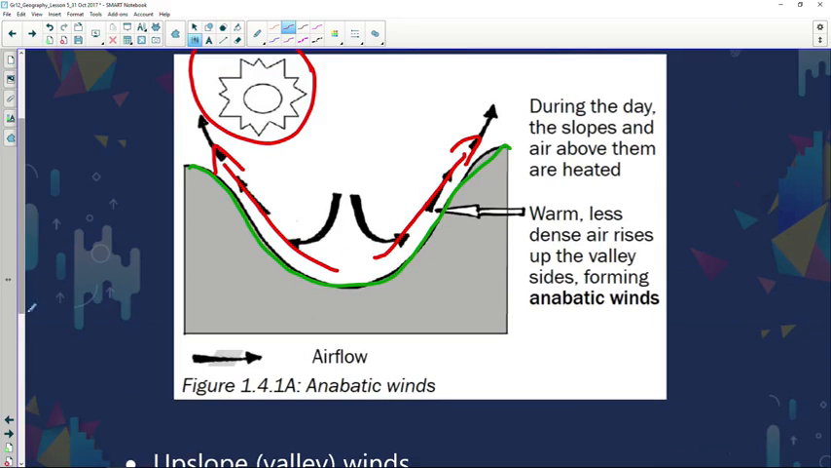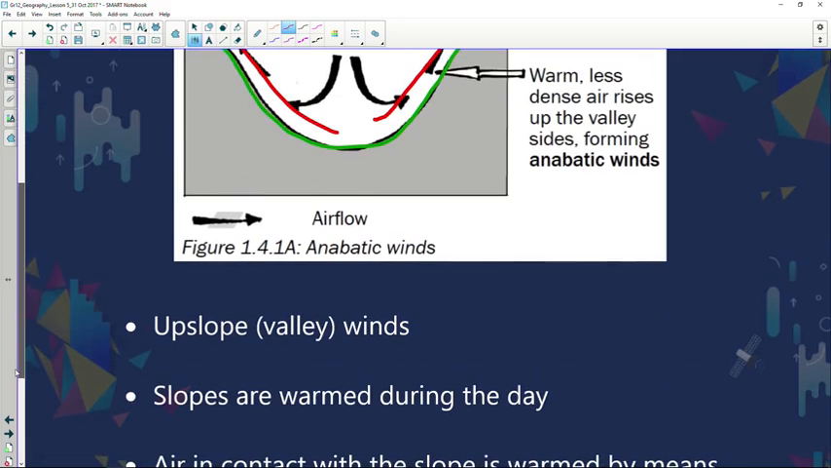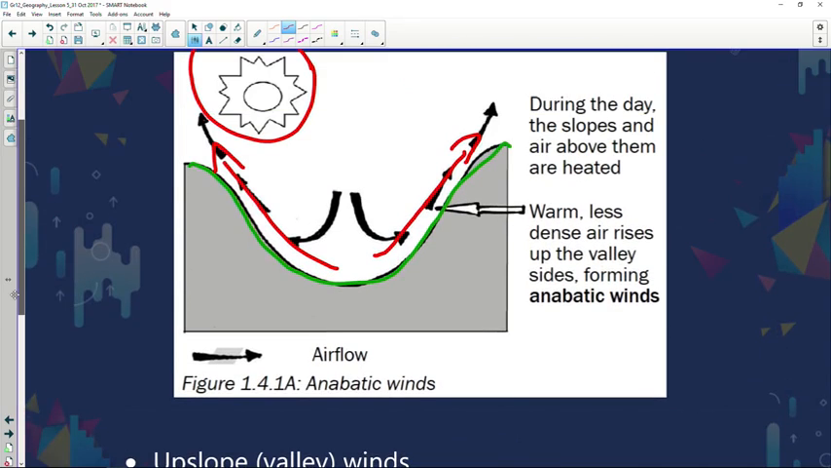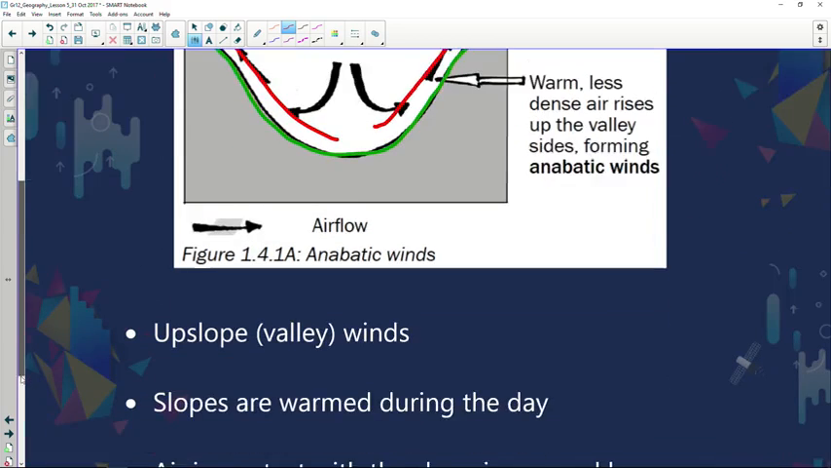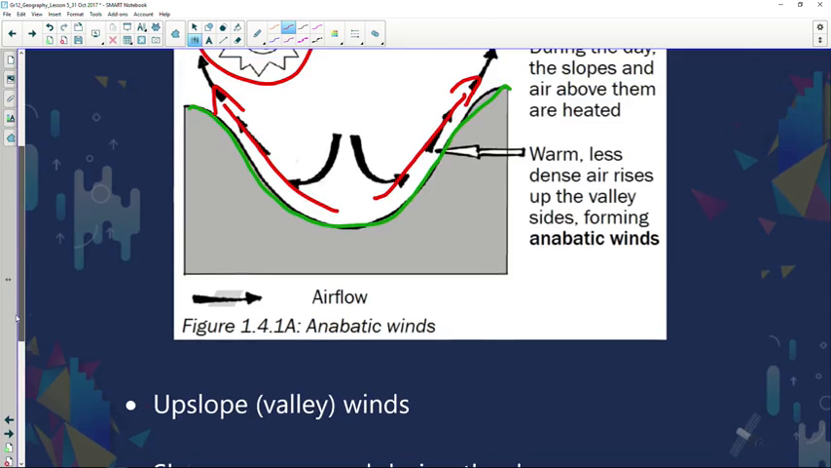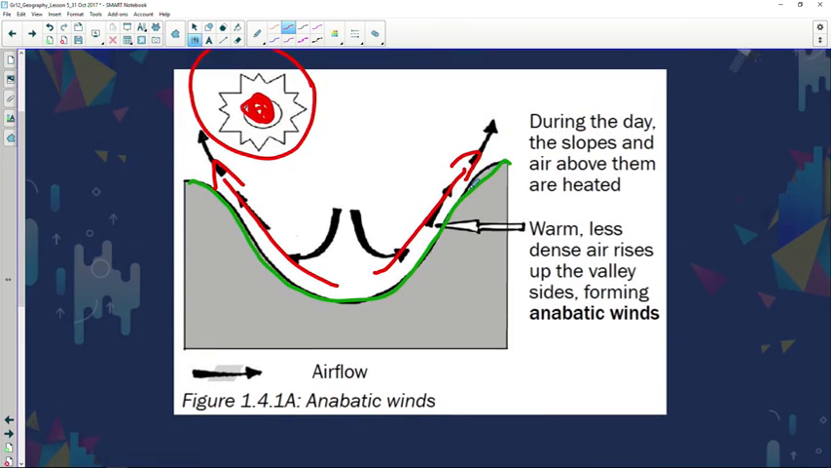Now, if you quickly look at a couple of characteristics, it's upslope valley winds, as you can see over there in the diagram. If you look at the second point, the slopes are being warmed during the day. Why is it warm during the day? Because you have your sun over there. And thirdly, what's quite important, how does this air warm up? What makes it rise? Now, this is through the process of conduction. Conduction, you've learned in grade 10, is the heating of the atmosphere. Basically, the surface of the earth warms up, and as the air moves over it, it warms up the air. And because the air is being warmed up, what happens to the air?